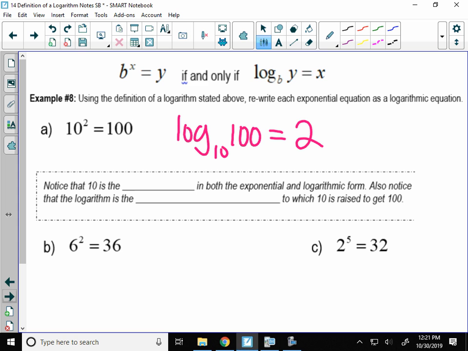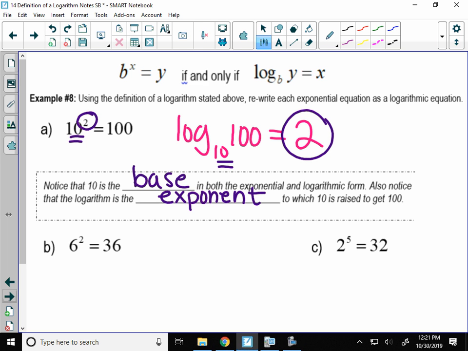Now, let's notice a couple things. We should notice that 10 is the base, right here, the base of both the logarithm and the exponential. So the bases stay the same. The other thing to notice is that this logarithm, this whole left side, is equal to 2, right? So the logarithm equals 2. What part of the expression over here is the 2? It's the exponent. So the logarithm is the exponent. That's going to be important to know.